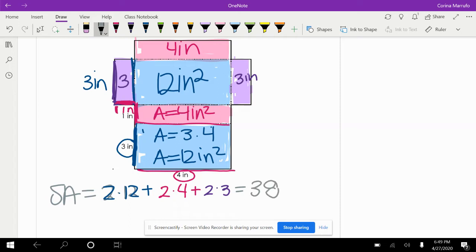And then we put our units. Our units here are inches squared. And that would be our total surface area.